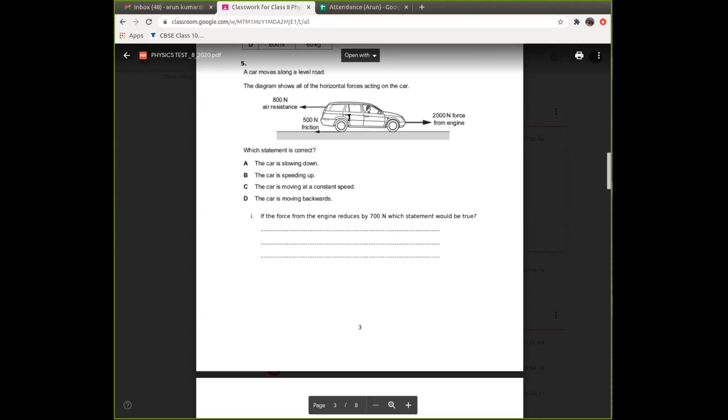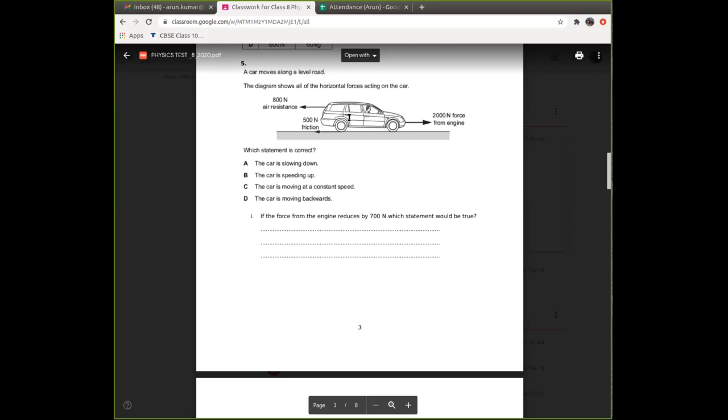Okay, a car moves along a level road. The diagram shows all of the horizontal forces acting on the car. So there's an 800 Newton force to the left, 500 Newton friction to the left, and a 2000 Newton force from the engine to the right. Okay, which statement is correct is the question. All right, the car is slowing down. Now, how will you figure this out? You will have to say, I need to know what is the net force acting on the car, if any. Okay, so I add 800 and 500 because they are in the backward direction. How much is that?